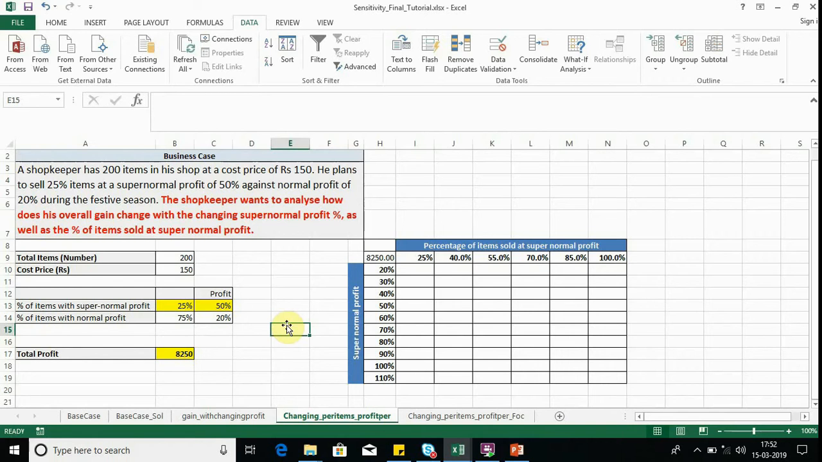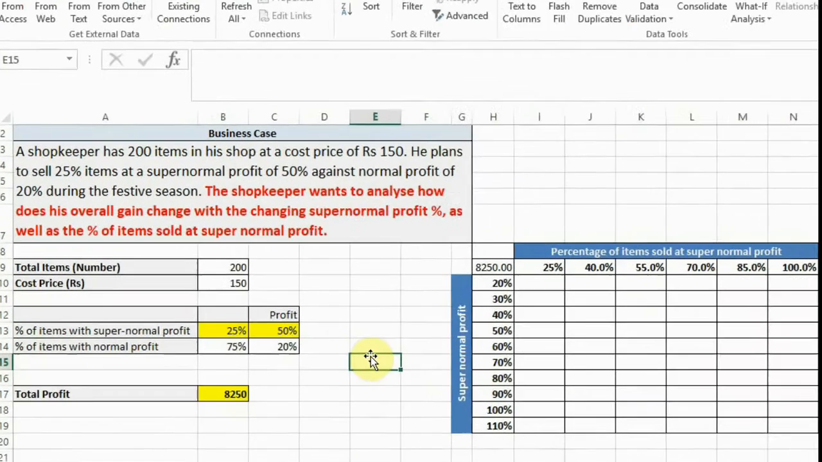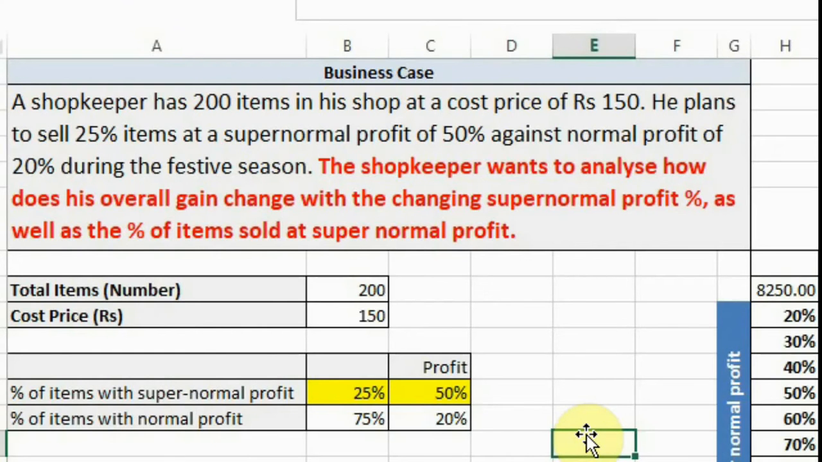Looking at this particular tool, the shopkeeper is very happy with the kind of scenario analysis which he has been able to do. But now he wants to take it a little further, and he wants to understand the impact on the overall gain if he is changing the supernormal profit percentage as well as the percentage of items which are sold at supernormal profits. So in this particular case, both these values are changing.